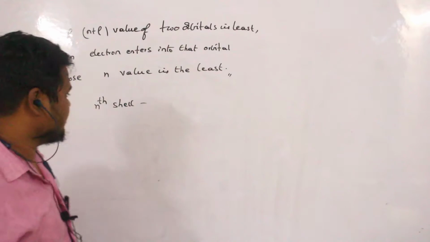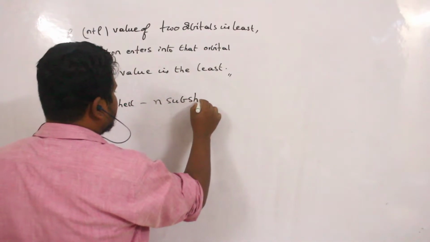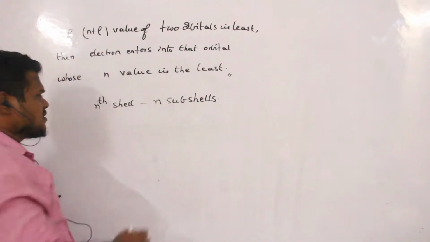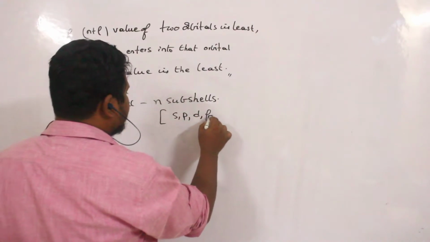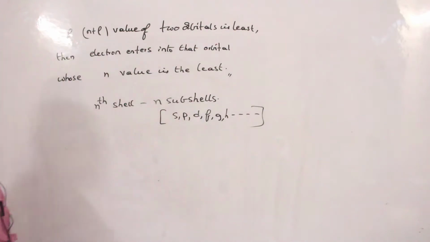The nth shell will have n subshells. This is what we have studied now. And what are the names of the subshells? Names of the subshells are S, P, D, F, G, H. So these are the names of the subshells. Are you able to understand?